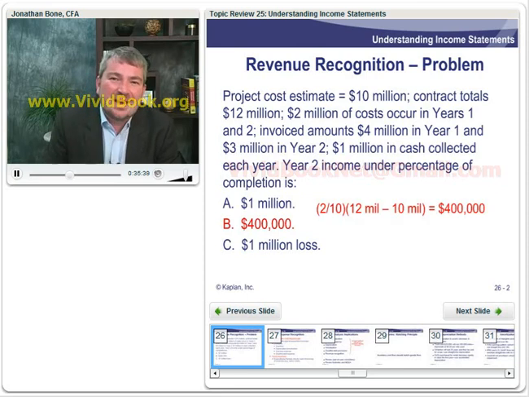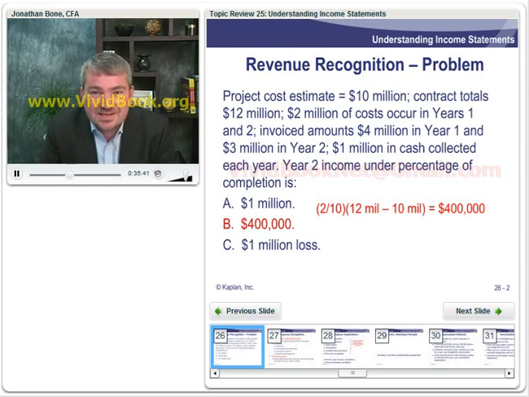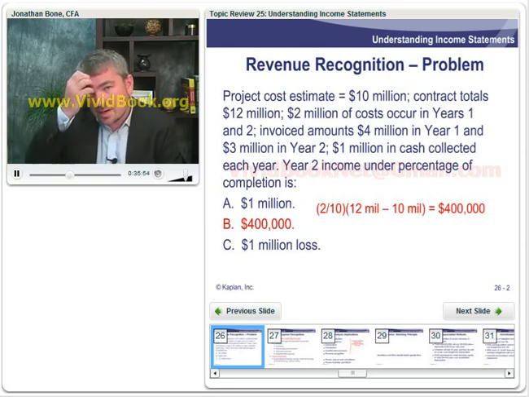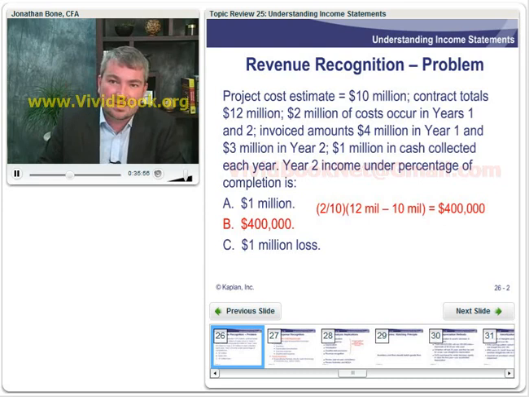Notice they've done a little bit of a cheaty shortcut calculation here. Because the reliable estimate of total cost was constant from year to year, we could have just done cost incurred in the year over total cost times profit, essentially. 12 million the contracted selling price minus 10 million the reliable estimate of total costs.